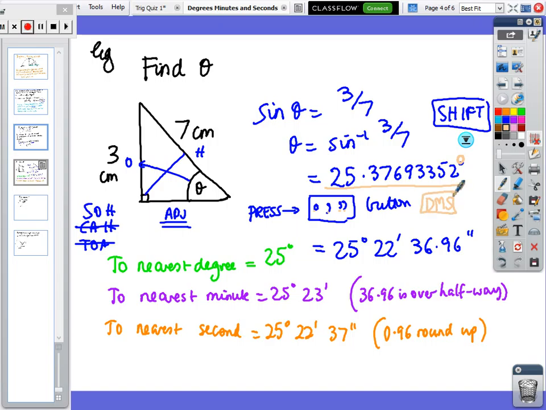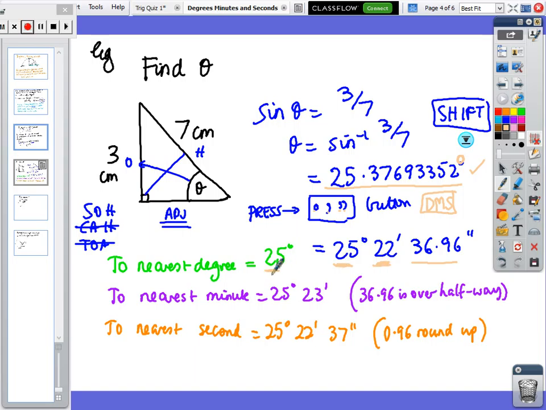Some other calculators, like Sharps, might have a button called DMS, but on the Casios it's a circle, an apostrophe, and then 2 apostrophes. If you press that button with that long decimal, it breaks it up into 25 degrees, 22 minutes, and then 36.96 seconds. So the calculator does it for you. You don't have to do any conversions. So if the answer was to the nearest degree, 22 minutes is under halfway, because halfway is 30. So 25 degrees 22 minutes just stays as 25.